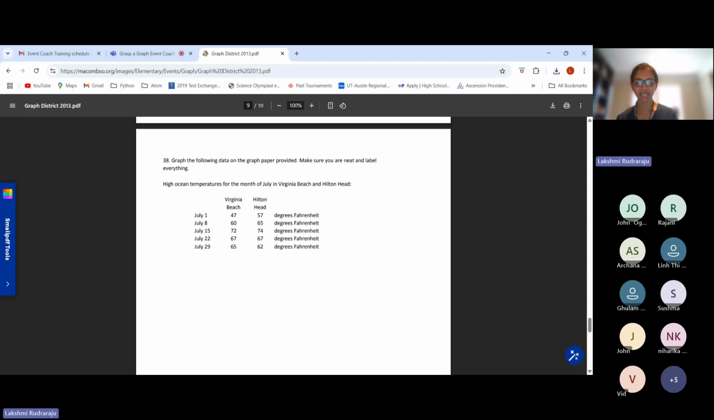There are actually pointers. When you go through the material, there are pointers that indicate whether a line graph would be more suitable versus a bar graph. That is something I will leave to the coach to teach that concept to the kids. Okay.